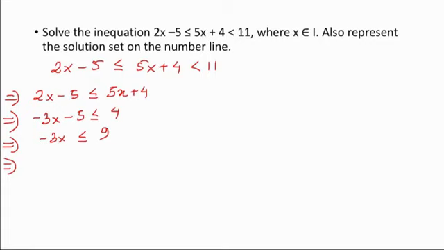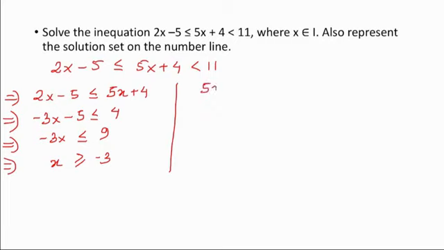Now we want to get the value of x, so we will divide both sides of this inequation by the coefficient of x. Here the coefficient of x is minus 3. We divide both sides by minus 3. So x, and since we are dividing by a negative number, the sign of this inequality will reverse. So x greater than or equal to 9 over minus 3, that would give a value of minus 3. So x greater than or equal to minus 3.